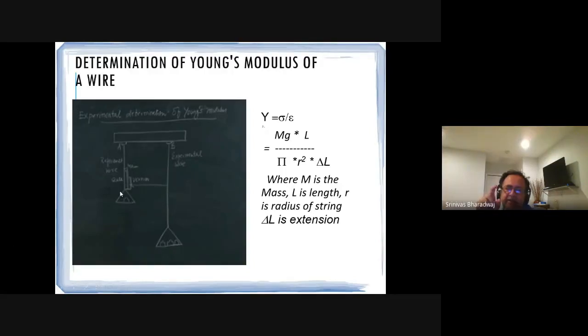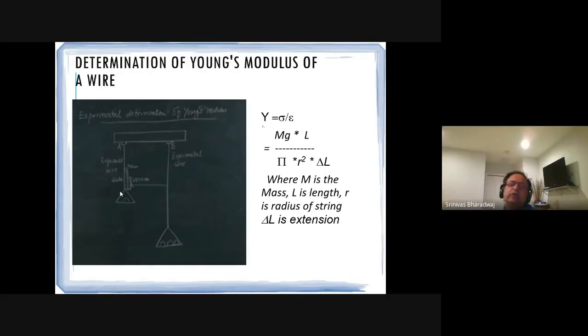That extension will give you the delta L. We already measured the original L. We already got the thickness, etc. Therefore, mg times L by pi r square times delta L. You keep doing that again and again. You will get various values for the Young's modulus. Each time you add some more weight, you will get a different extension, and more values.